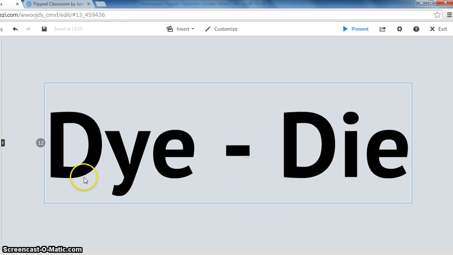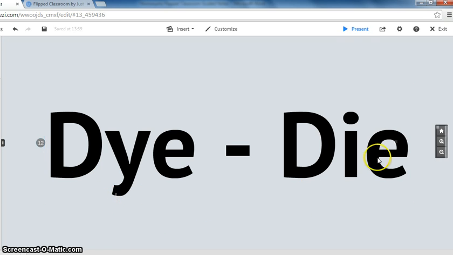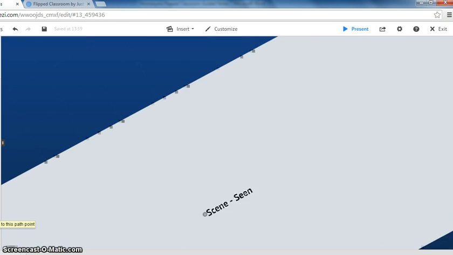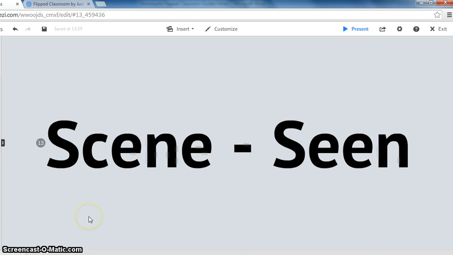Another example of homophones would be dye and die. This is the kind of colored dye that you might dye eggs or t-shirts or something like that. And this one means you're no longer living. Our next example of a homophone is scene, like the scene of a movie, or seen, as in I have seen something. Again, they sound alike, they're spelled differently, and they mean completely different things.